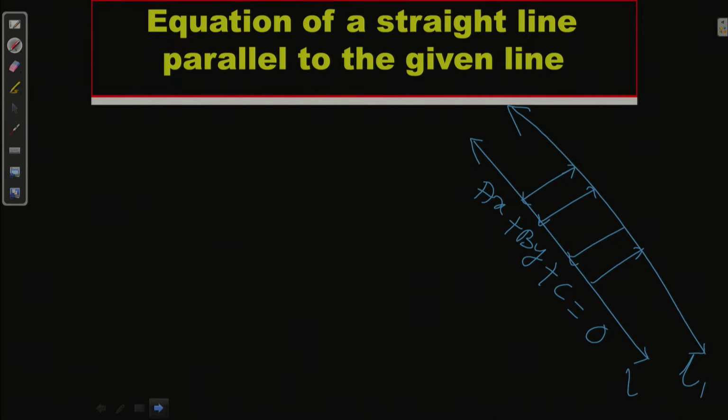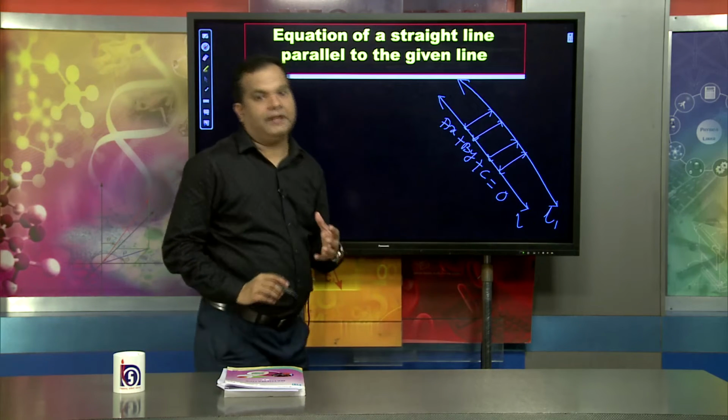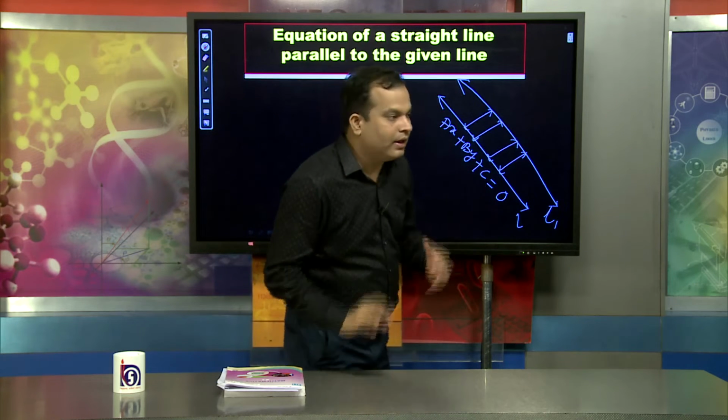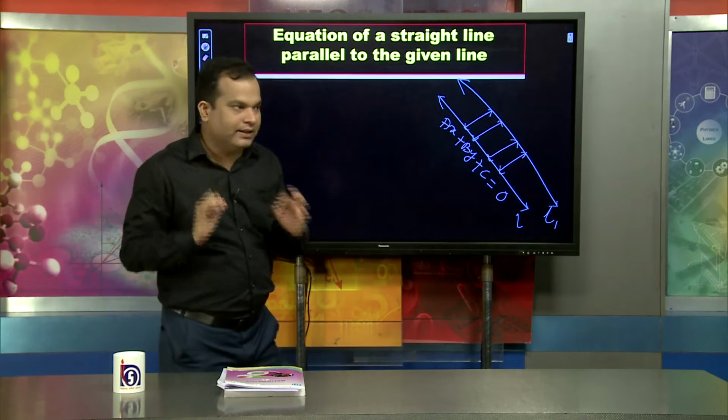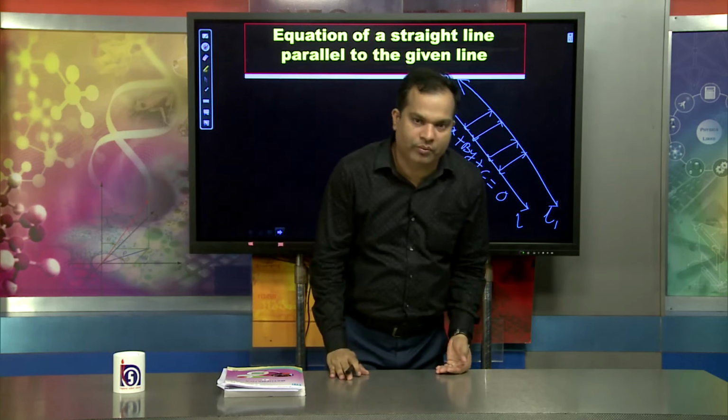So, then we can say this line is parallel to L1. Then what will be the equation of the straight line L1? L1 का equation क्या होगा? There is a very simple thing I can say, the condition. We have to check the condition, then we will be able to find it out.